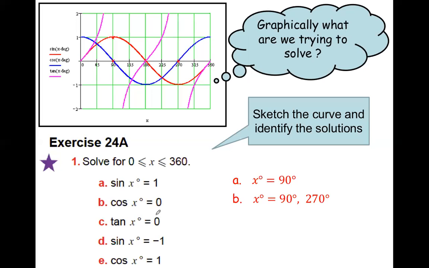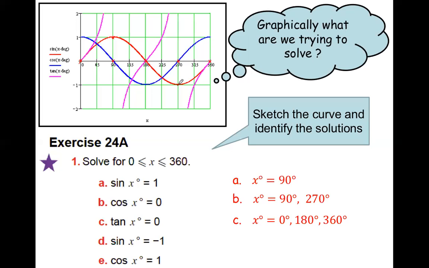Tan x, when is tan x equals 0? At this point here. And I've got another point where it's equal to 0, this point here, and another one here, at 3 points. So if you're asked, solve tan x equals 0, you would say tan x equals 0 when x equals 0, 180, or 360. When is sine x equal -1? So you look at your sine signal.